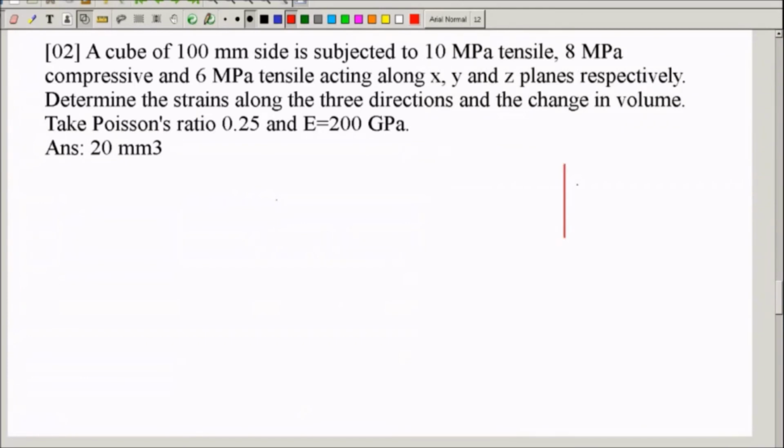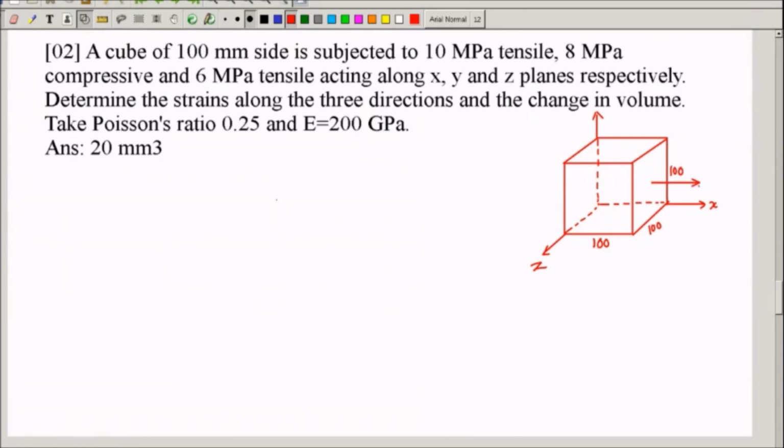He says it's a cube of 100 mm dimension. So let us draw a cube like this. This is the cube. This is x direction, this is y direction, and this is z direction. And he says 100 mm is the side length. So 100 here, 100 here, 100 here. And it is subjected to 10 MPa tensile along x direction. So here it is subjected to 10 MPa. Observe that it is not the load now, it is stress directly. MPa is a unit now.